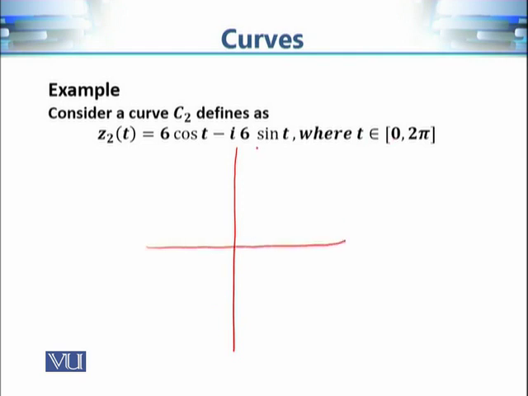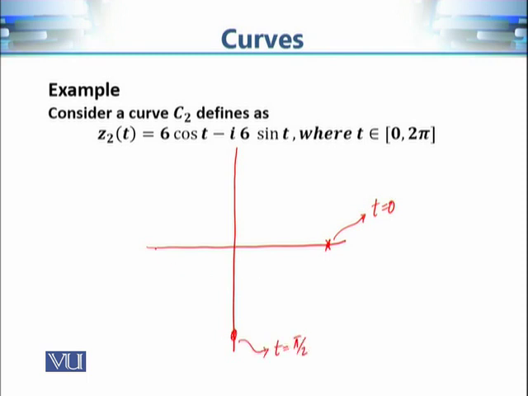When we put t is equal to 0, we are going to get 6. Okay, so this is the value when t is equal to 0. And when we take t is equal to pi by 2, then in this case, cosine pi by 2 is 0, but sine pi by 2 is of course 1, but the answer is minus 6 iota. So in other words, this is the value for t is equal to pi by 2.